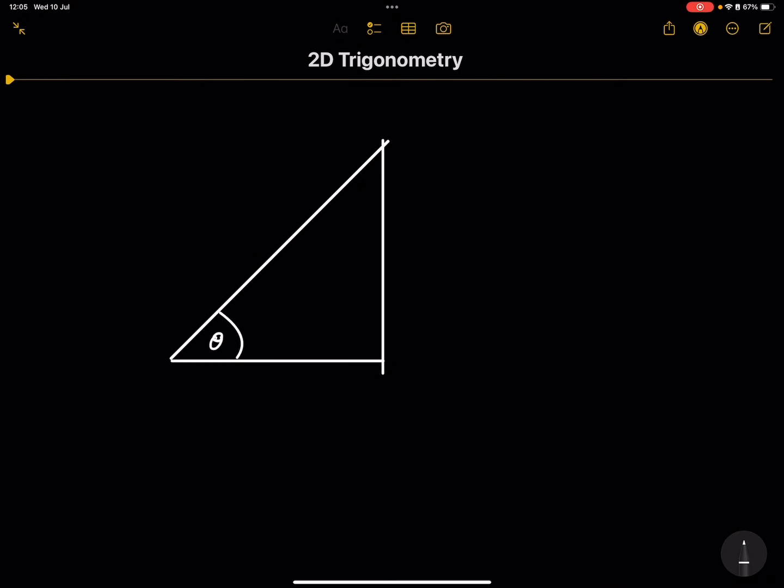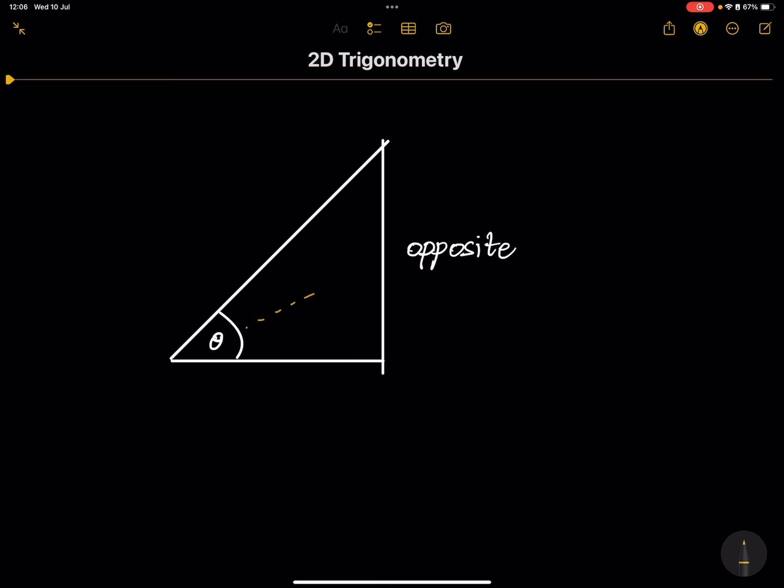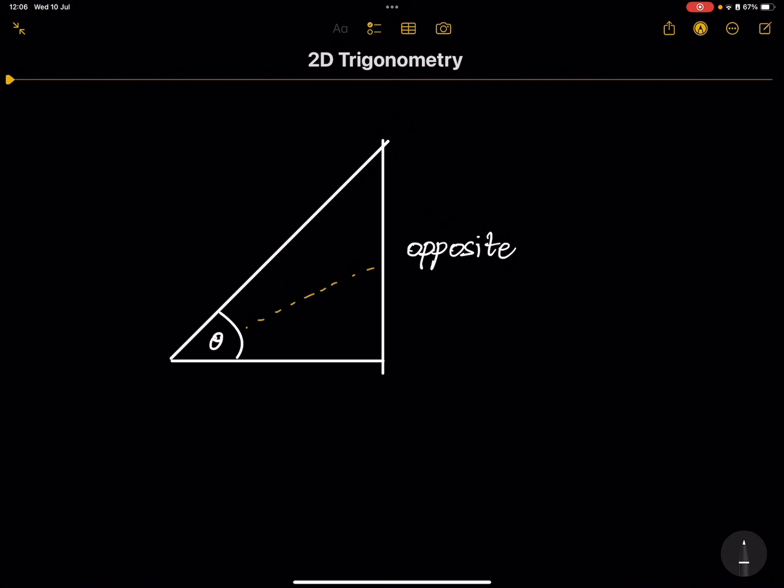So we've got several things that we know. First of all, we know that we've got a side which we always refer to as the opposite side. And remember, the opposite side is the side that is directly in front of the angle. And we also have the adjacent side. This is the side that's next to the angle. Adjacent just simply means next to the angle.